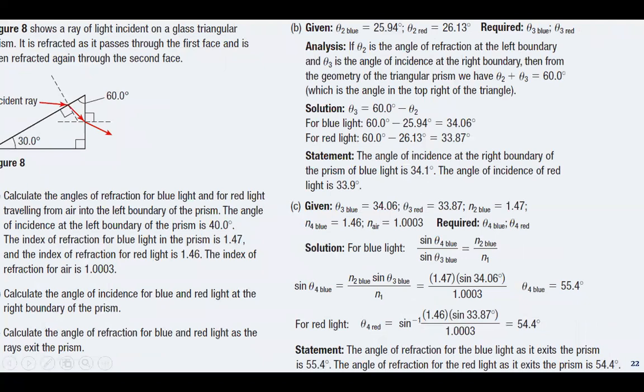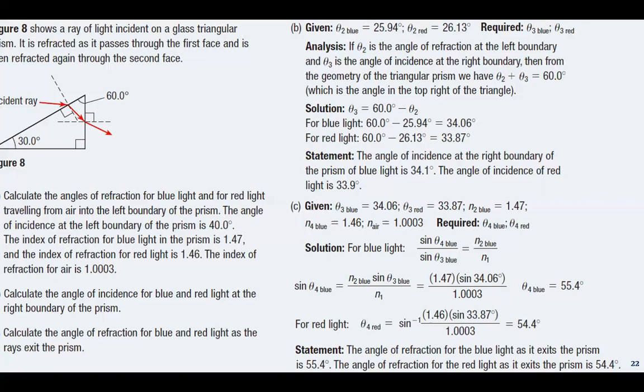Okay, next let's have a look at question B and C. In question B, if theta2 is the angle of refraction at the left boundary and theta3 is the angle of incidence at the right boundary, then from the geometry of the triangular prism, we have theta2 plus theta3 equals 60 degrees, right? Which is the angle in the top right of the triangle. Then theta3 equals 60 degrees minus theta2.